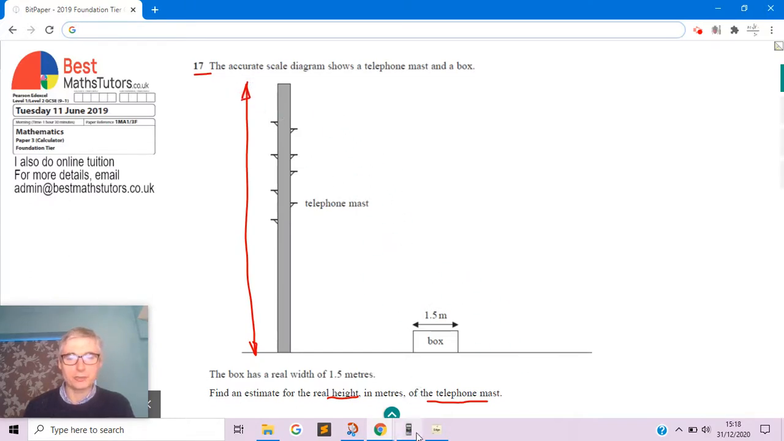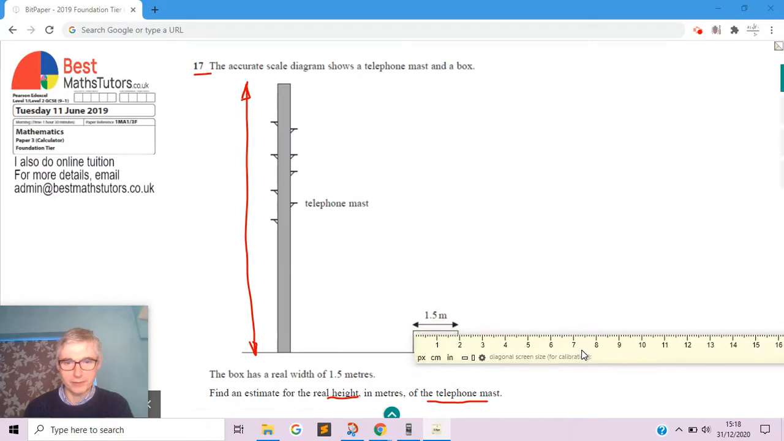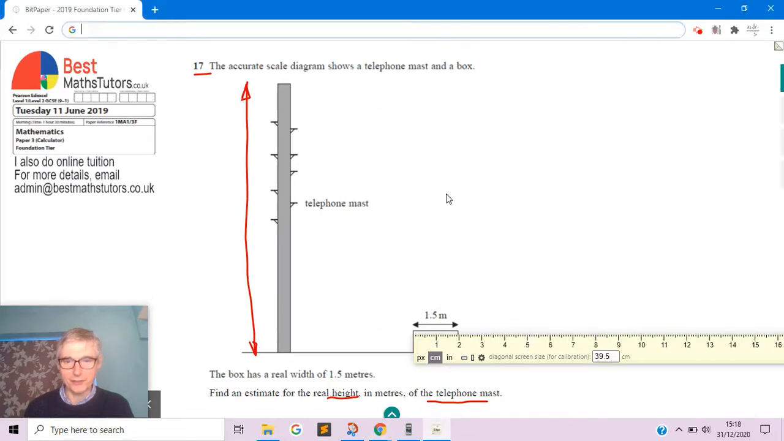Because it's an accurate drawing, we've actually got to get a ruler for this, and I've got this one on my desktop. Obviously you'd be working on paper, so you'd be using a real ruler. What we need to do is measure this distance here. I can see that's 2 centimeters, and so from that we can say that 2 centimeters represents 1.5 meters.